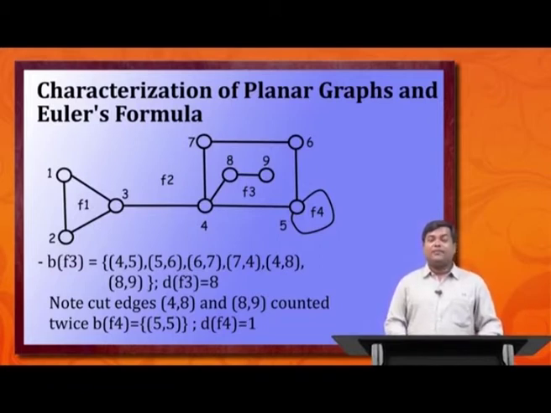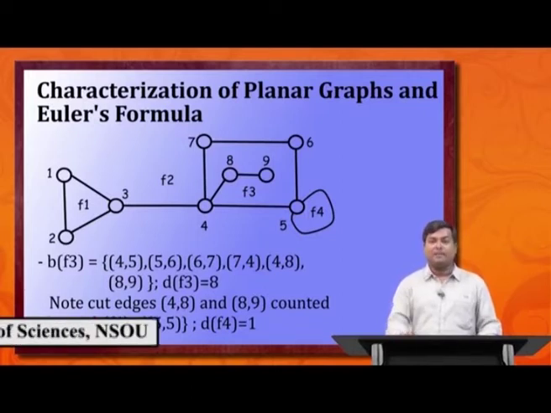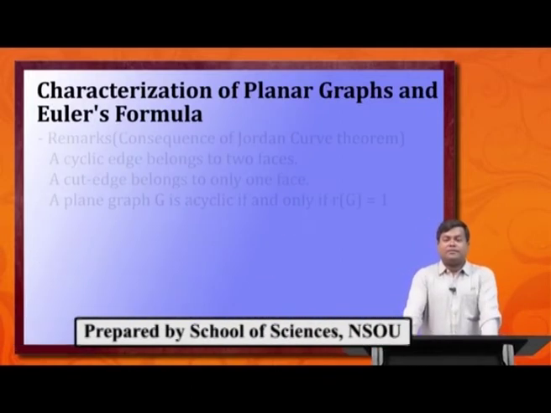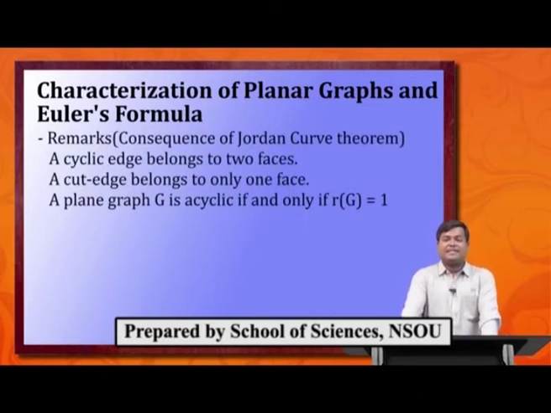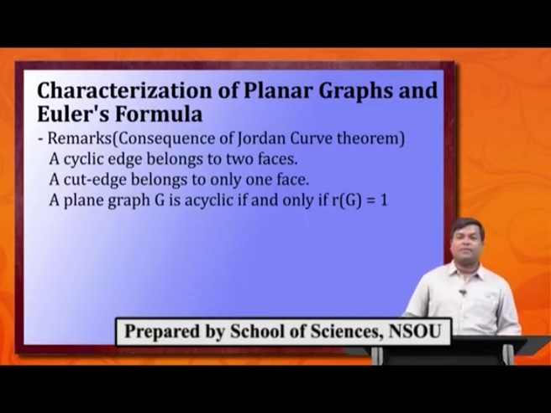And the final thing is the F4 phase. The boundary of F4 comprises a single edge, that is actually a self loop 5-5, and the degree of that is also 1. Now we have a few more remarks which are basically the consequence of Jordan curve theorem.